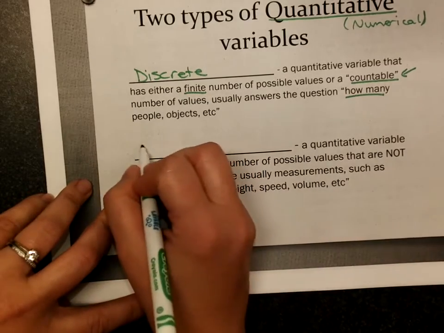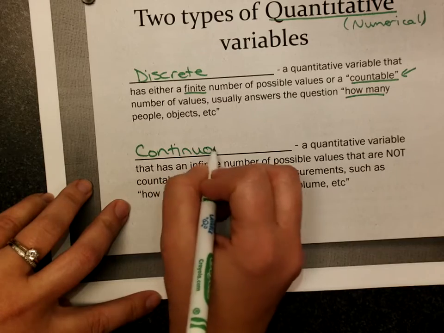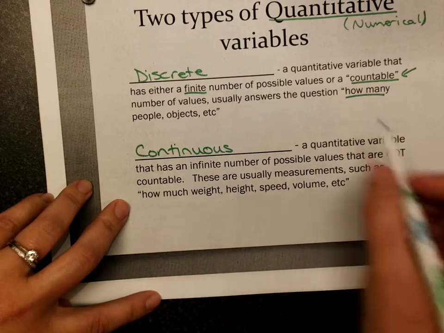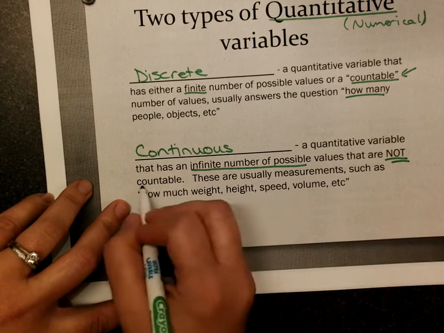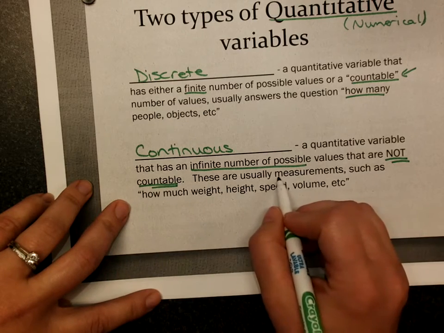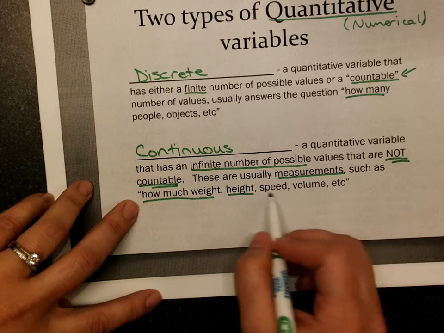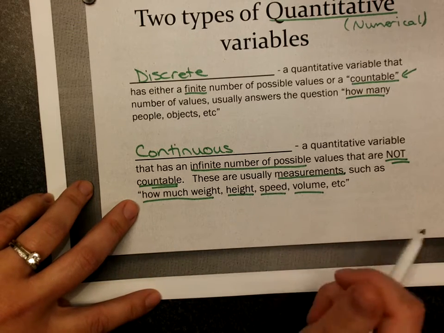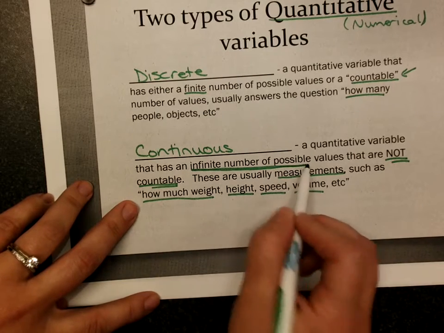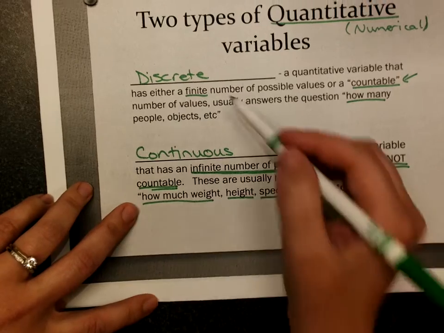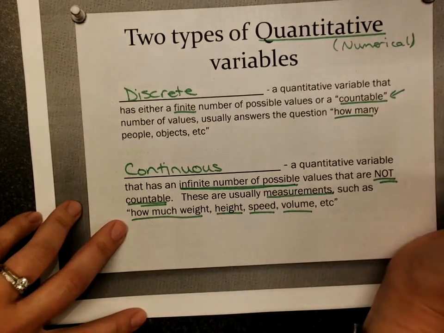situation. And then we have quantitative variables that are continuous. Continuous quantitative variables have an infinite number of possible values that are not countable. These are usually measurements, such as how much weight, how much height, how much speed, volume. All these measurements are continuous. They can take on an infinite number of possible values. So there are discrete quantitative and continuous quantitative variables.